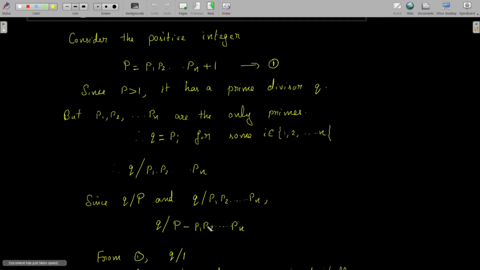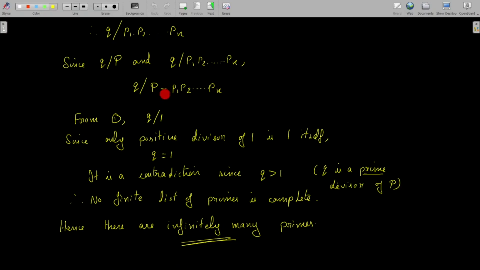times Pn. Therefore, Q divides the difference of these integers, that is, capital P minus P1, P2, etc., Pn. But from equation 1, we have capital P equal to P1, P2, etc., Pn plus 1. Therefore, P minus P1, P2, etc., Pn equals 1. So we have Q divides 1. That is, Q is a divisor of 1. But the only positive divisor of 1 is 1 itself. Therefore, Q must be equal to 1.